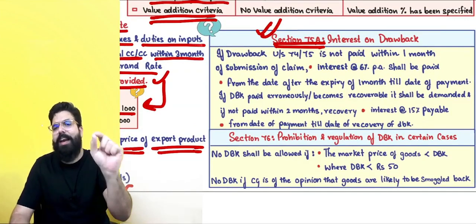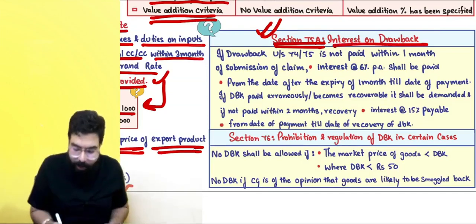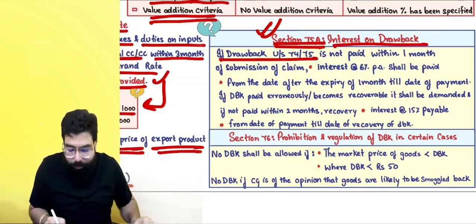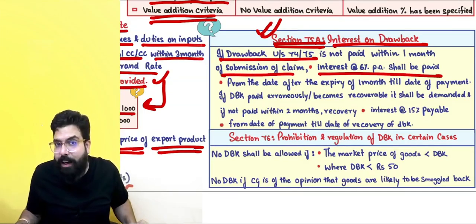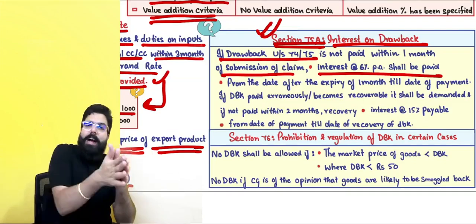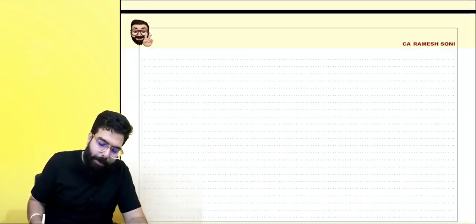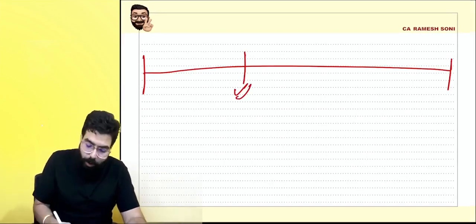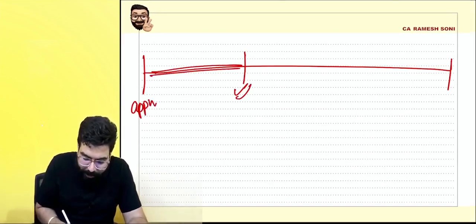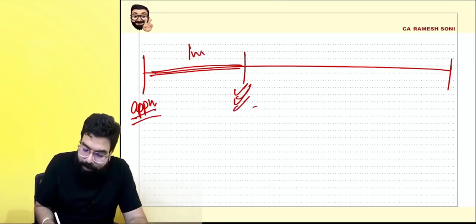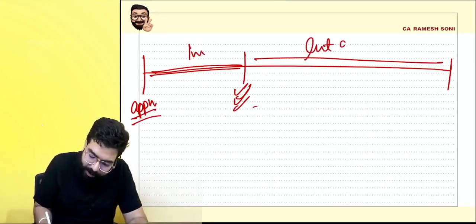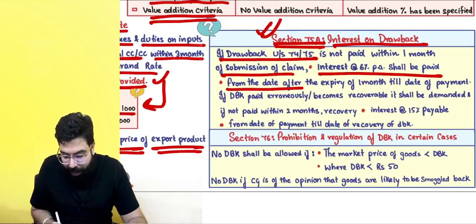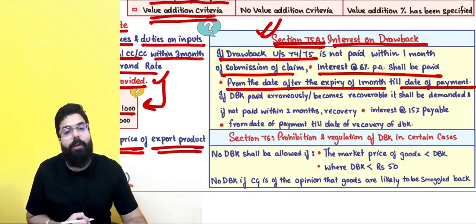Section number 75A is interest on DBK. Always remember, if you have applied and your DBK is not given within 1 month of the submission of claim, you will get interest at the rate of 6% from the date after the expiry of 1 month till the date of payment. For example, you applied over here, 1 month got over here. Now, if you don't get DBK within 1 month of your application, then post 1 month they will give you interest at the rate of 6% per annum. Yes, sir, we got it. From the date after the expiry of 1 month till the date of payment.